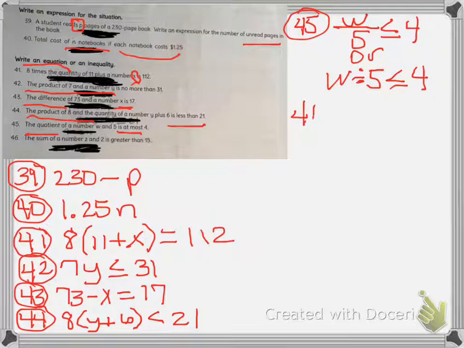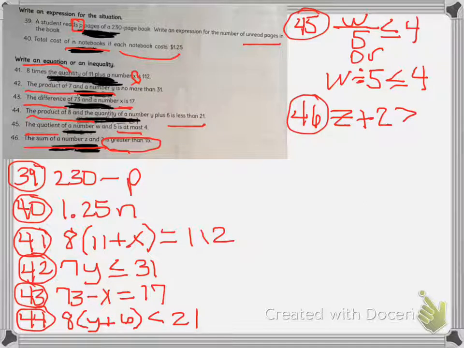Now we're going to look at 46. The sum, so we're going to be adding, of a number z and 2. So the sum of z plus 2 is greater than 15. So that tells us it's going to be an inequality greater than 15.